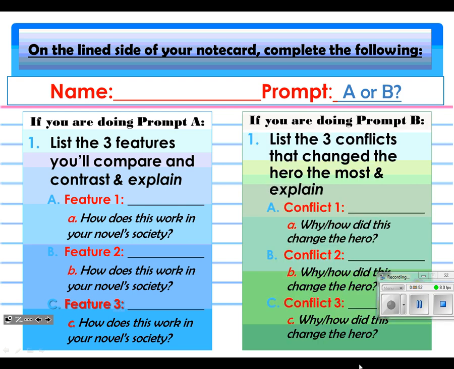Now those of you doing prompt B, you'll focus on the green box. Really similar to the blue one, there's just one major difference. Instead of writing down features, you're going to write down the 3 conflicts. Again, these are the conflicts you wrote on your purple bookmark. Not only that, you also need to write down how exactly the conflict changed Jonas, our hero. If you don't know what to do, put your hand up. I'm going to give you about 5 minutes to not only copy those features down that you've already written, but also do that very quick explanation of each one.